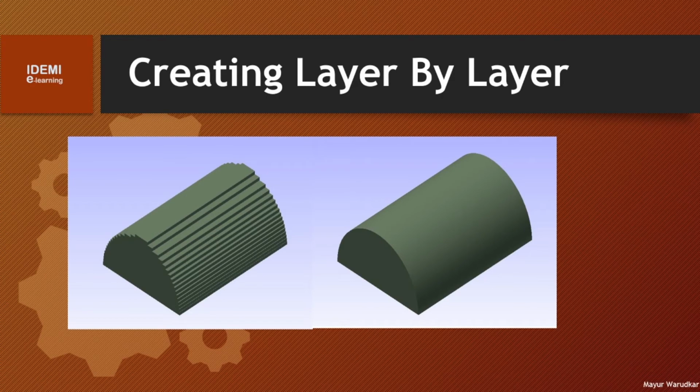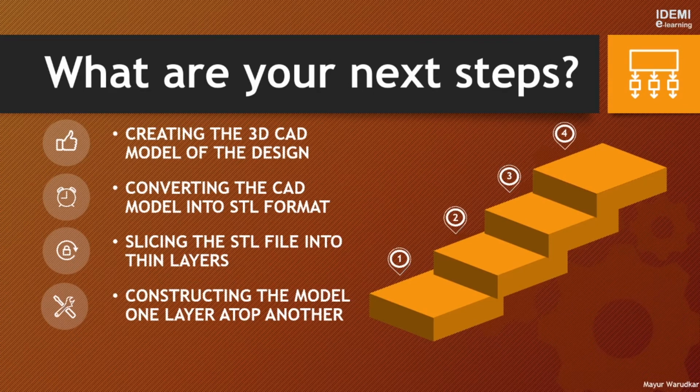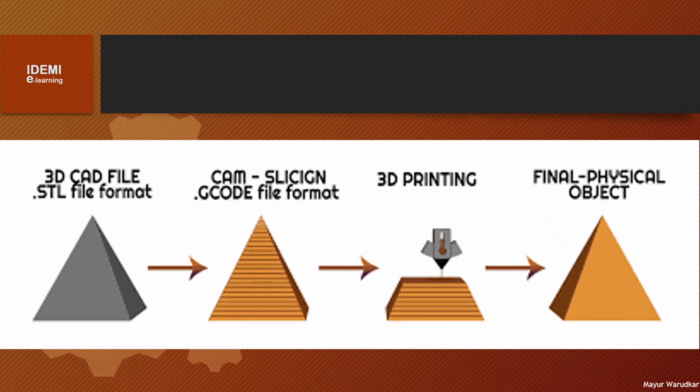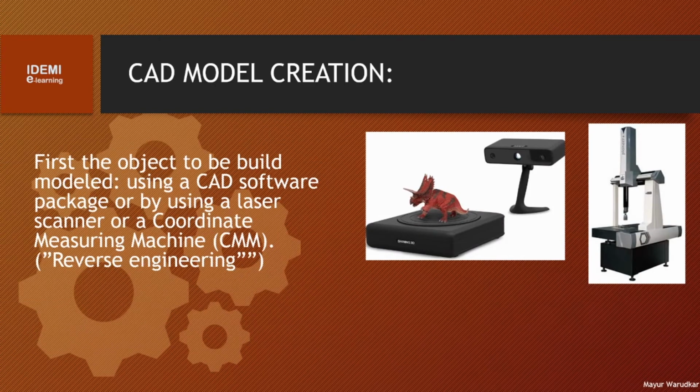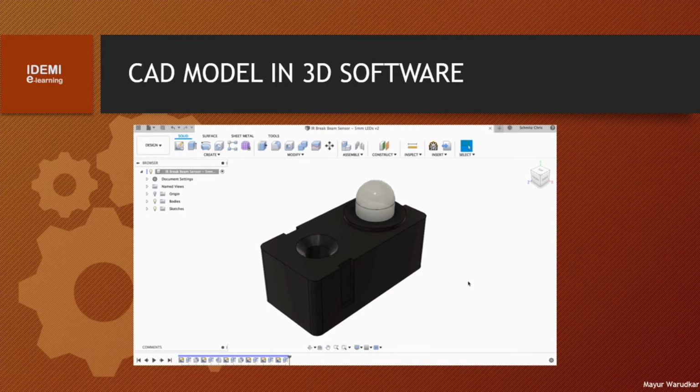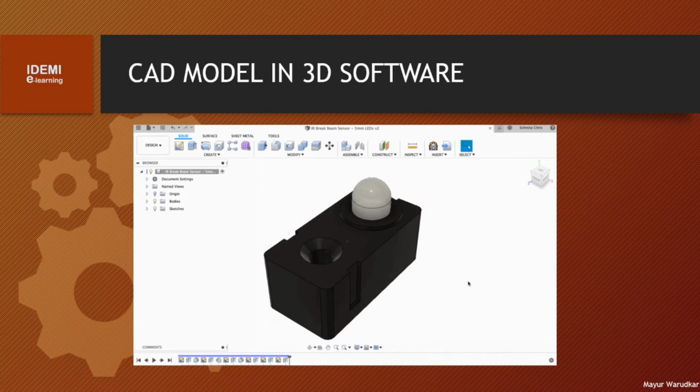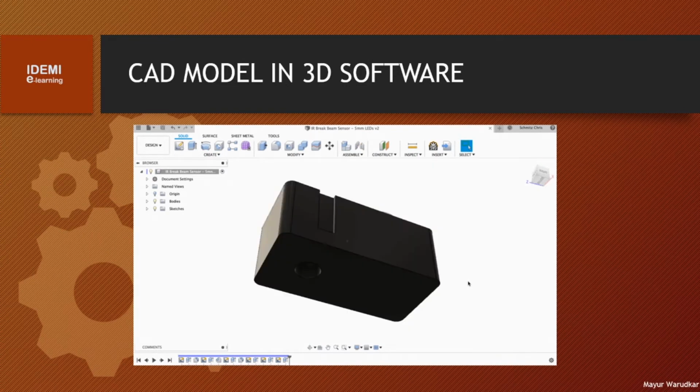The steps involved in 3D printing are as follows. Creating the 3D CAD model of the design. Converting the CAD model into STL format. Slicing the STL file into thin layers. Constructing the model one layer atop another. CAD model creation. First, the object to be built is modeled using a CAD software package or by using a laser scanner or a coordinate measuring machine by reverse engineering technique.